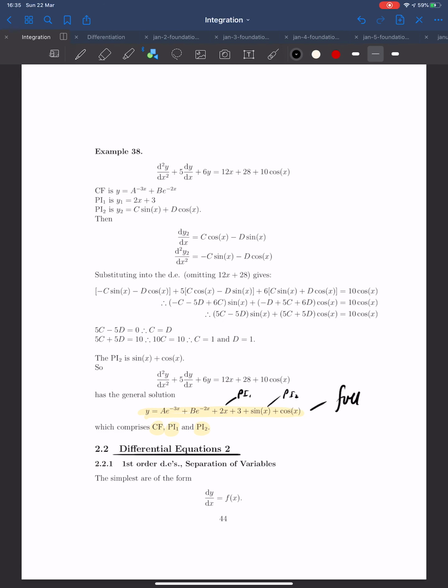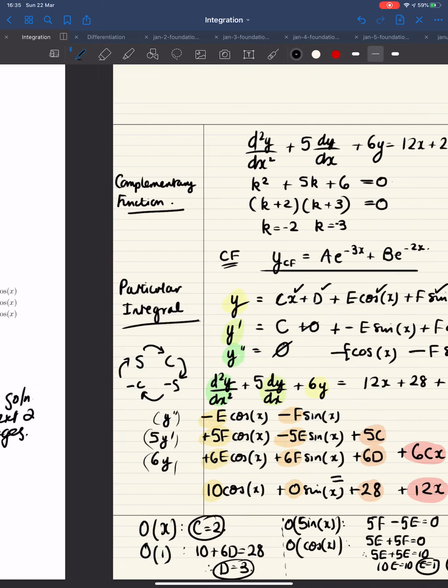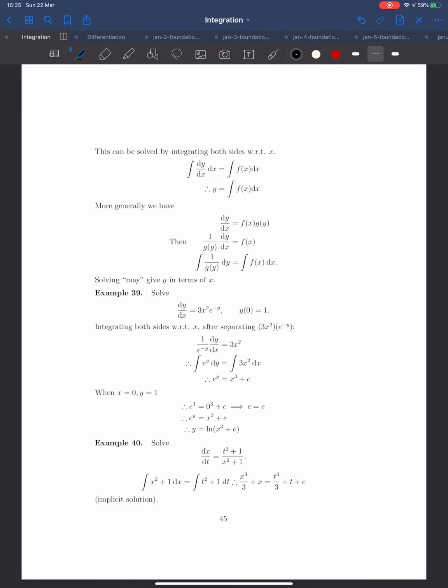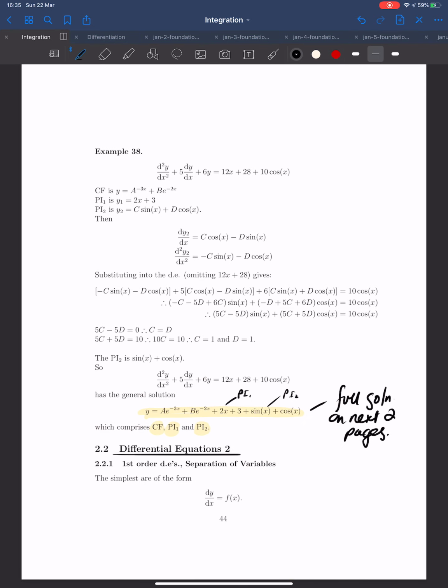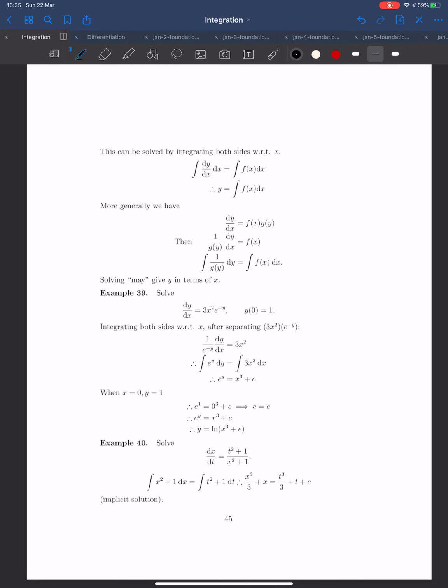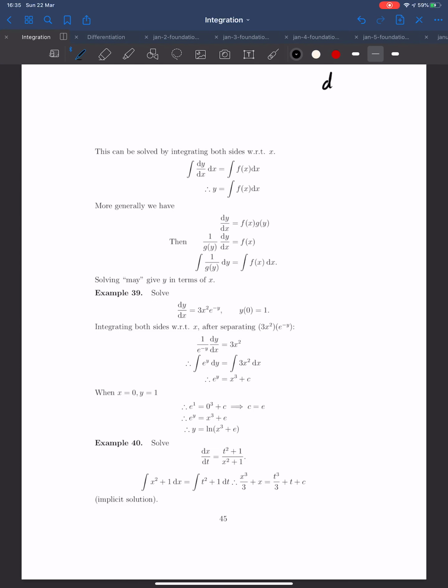Full solution. But if you haven't, or if it's been a while, on the next 2 pages. Right, so there's that. Okay, so what they've got there, dy by dx is f of x. We've got dy by dx is f of x.